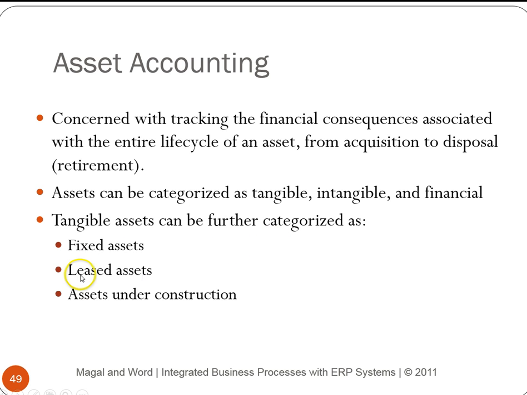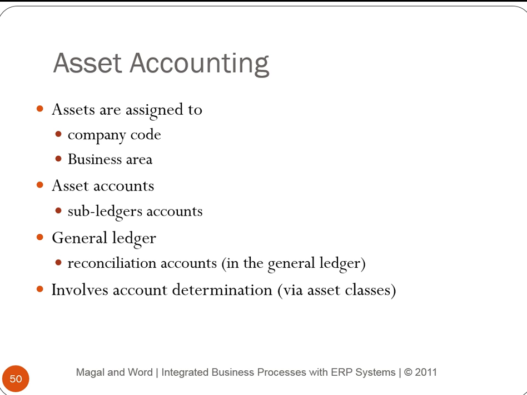Tangible assets can be fixed or leased assets. So let's say you are a company that's manufacturing computers. You could be leasing your office, so that could be a leased asset, versus if it's a building that you own, that's a fixed asset. Asset accounting involves assignment to a company code and business area. They have subledgers and there's the general ledger involved.